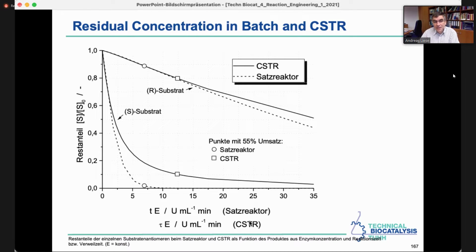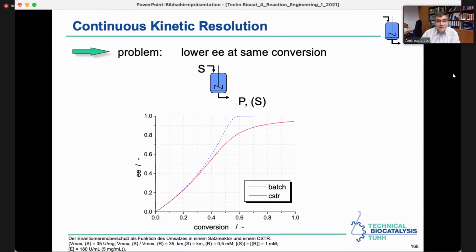In the case of the CSTR, we have the big disadvantage that at the point of high conversion, we always re-add racemate, the wrong enantiomer, to our final conversion point. In consequence, for the S, the fast reacting enantiomer almost consumed in the batch, we will never reach this point, because at the inlet we are always adding the racemate to the high conversion point and the high EE we formerly would have had.